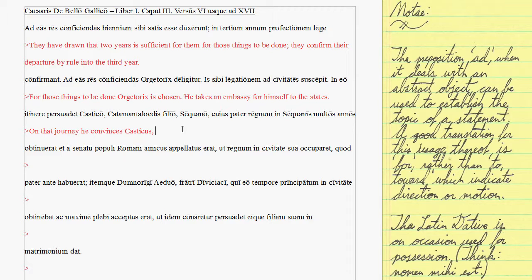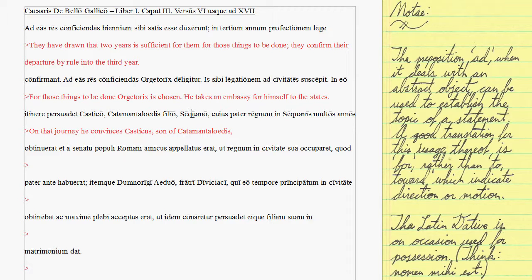Catamontaloides. I'm not really going to know the nominative version, but I'll try to come up with something. Son of, you can tell that it is a genitive there with that third declension ending. Catamontaloides. I think I'm just going to put that in there as the nominative.